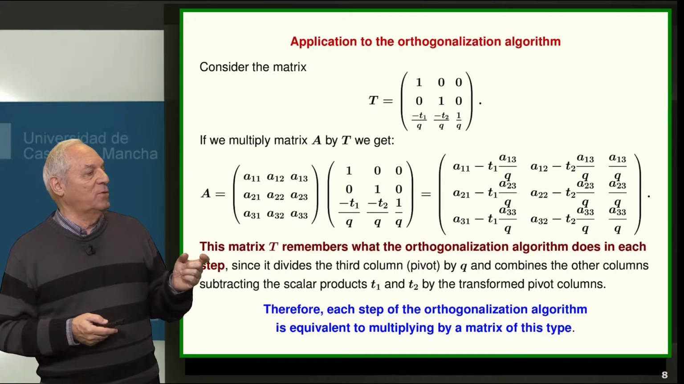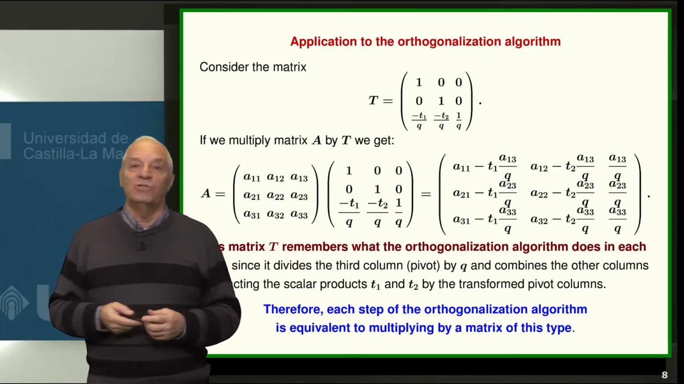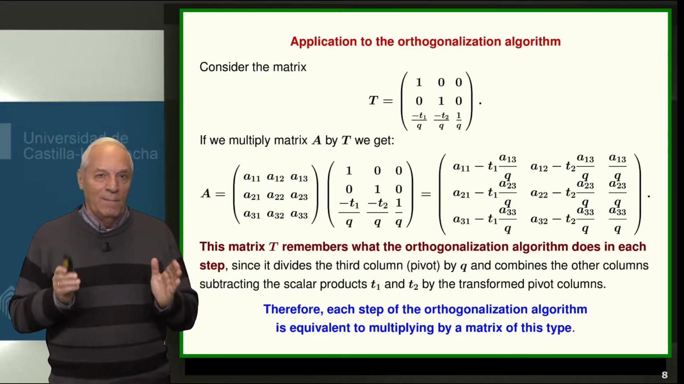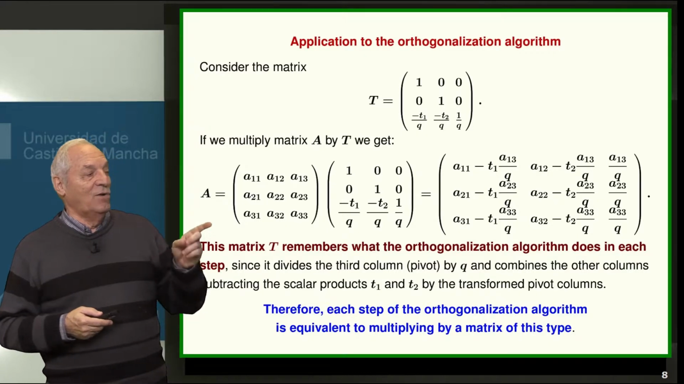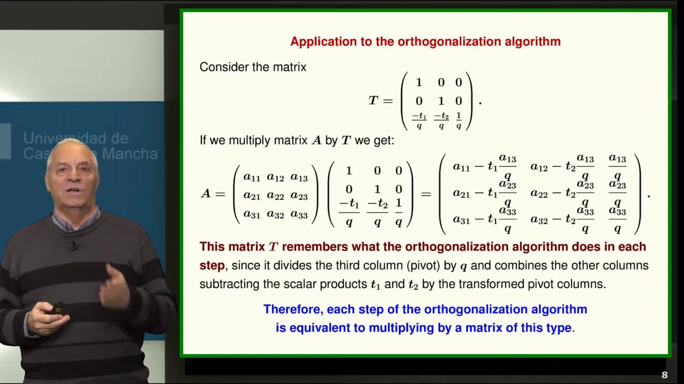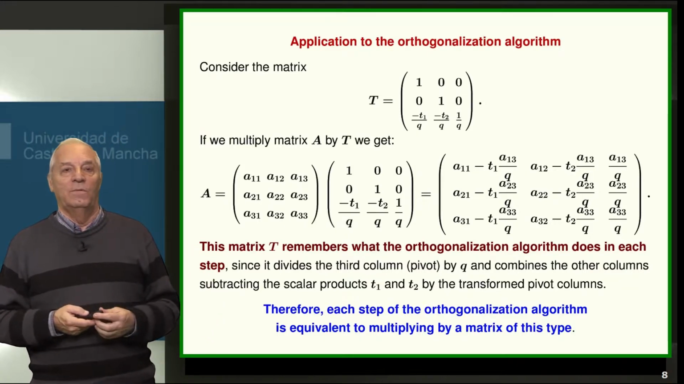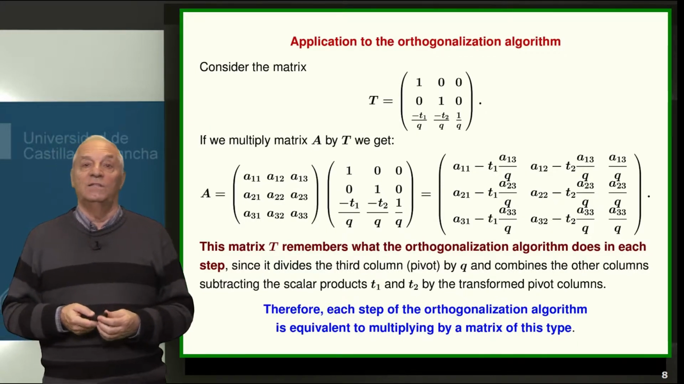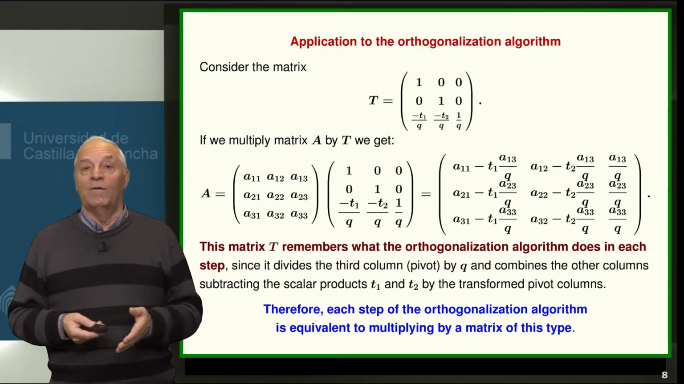So, we see that if we have in the algorithm a matrix, and we want to calculate the transformed matrix, precisely what we do is what we are doing here. Then, it is equivalent to proceed as we did in the algorithm before, and to multiply from behind by a matrix of this type. The only thing that needs to be done is that the values T1 and T2 have to be the scalar products of the corresponding columns, and the value of Q has to be the pivot value.